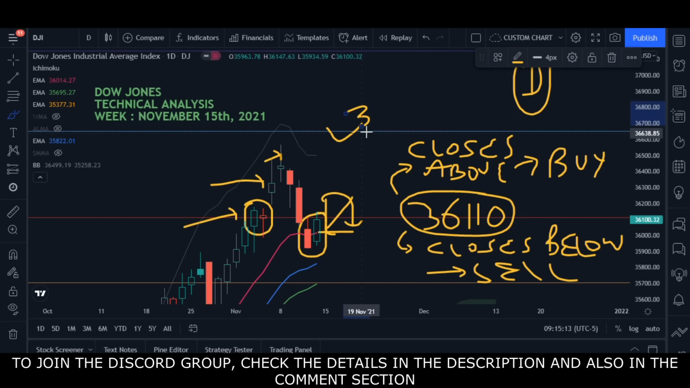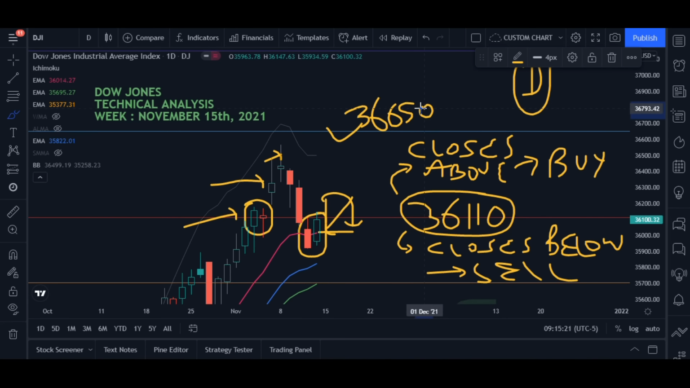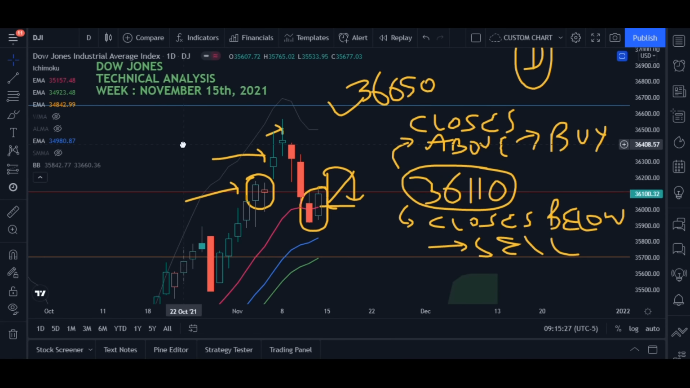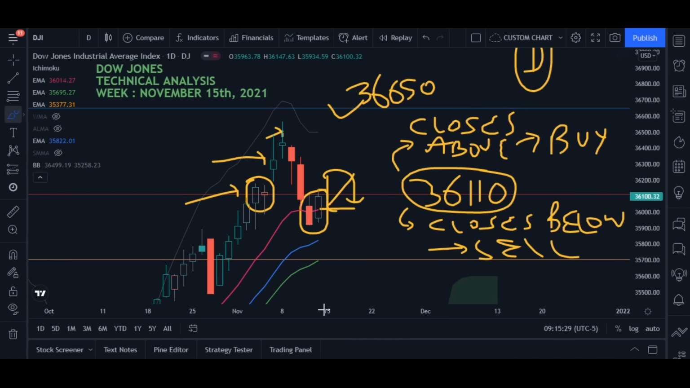Okay, so this level, what was it? It was 36,650. Okay, it was 36,650. This is 36,110, and then we have support here. Okay, and this support is 35,700.